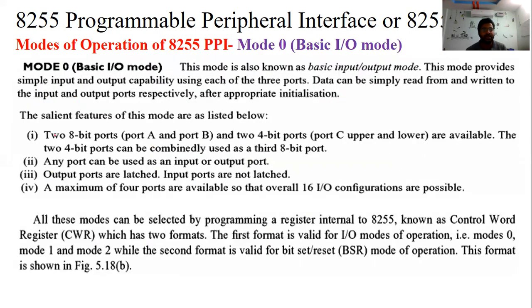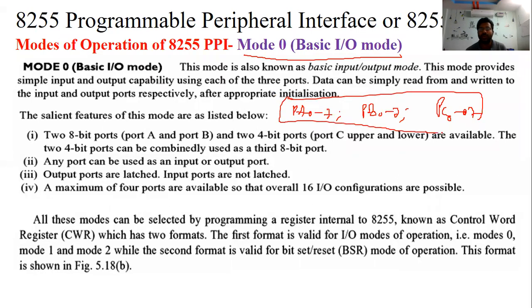The next one is the input output mode, in these 3 different categories: mode 0, mode 1, and mode 2. Now mode 0. Mode 0 is the basic IO mode. In this mode, 3 ports are working: PA0 to 7, PB0 to 7, PC0 to 7. So 3 ports are working as an input port or output port. Either may be input or output.